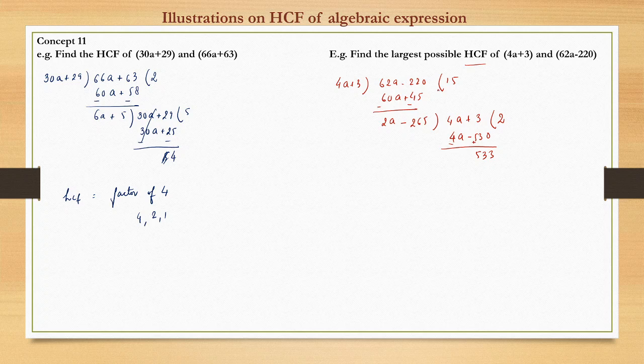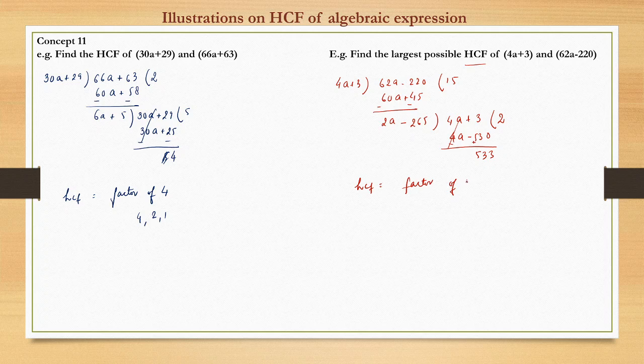Let us see, 45 minus, yeah, so 265. 265, yes, fine. So 4a minus 530. So this cancels out, it remains 530. So now HCF of these two numbers will be what?